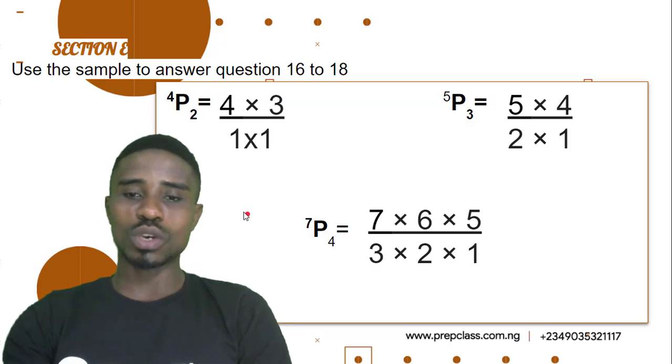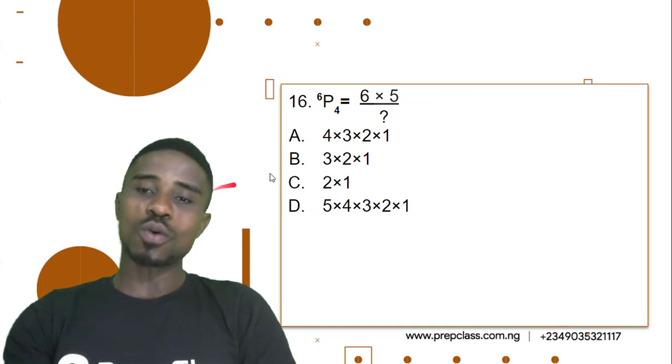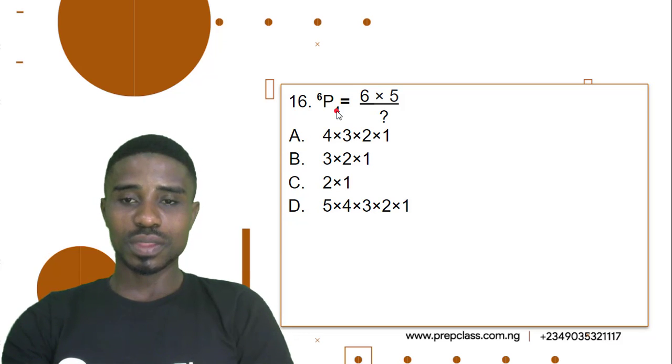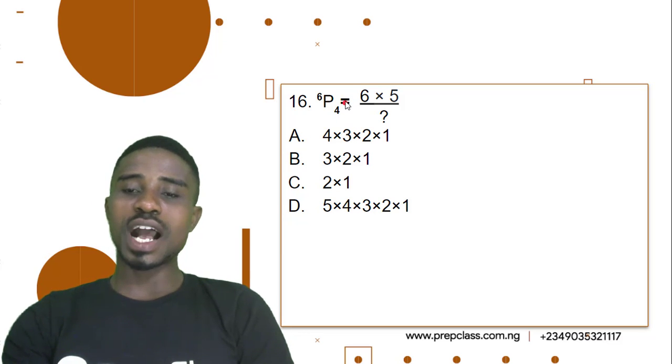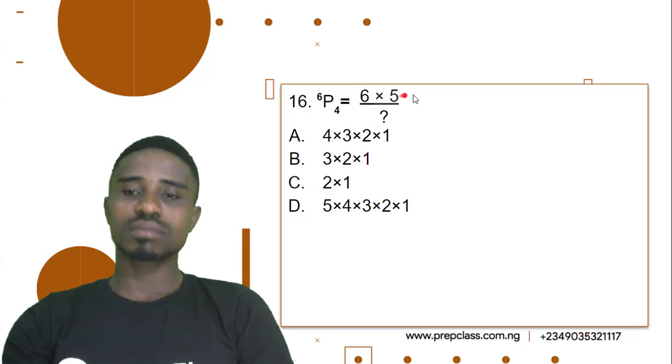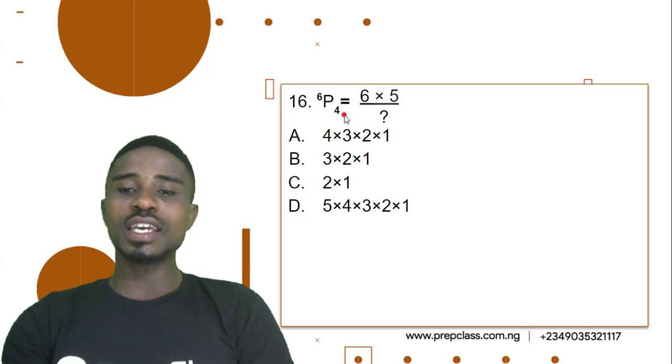Let's move right in and get this question solved. Now, question 16. We have 6 as a power and 4 as a base. Now, we've been asked to fill the denominator. They gave us the answer to the numerator. So it will be 6 times 5, which is the numerator. Then for the denominator, I told us from the sample, we are going to start from a number lesser than the base.